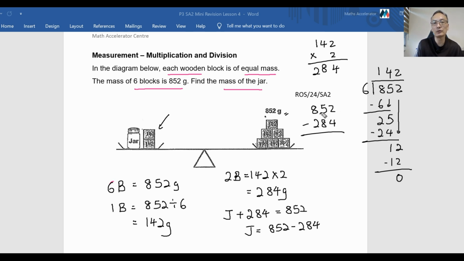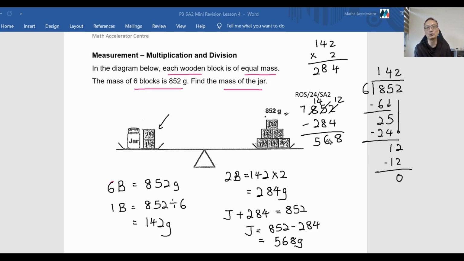2 is smaller than 4, so we borrow from 5. 5 becomes 4, 2 becomes 12. 12 minus 4 will give us 8. 4 is smaller than 8, so we borrow from 8. 8 becomes 7, 4 becomes 14. 14 minus 8 is 6, and 7 minus 2 is 5. So after our calculation, we confirm that the mass of the jar is 568 grams.